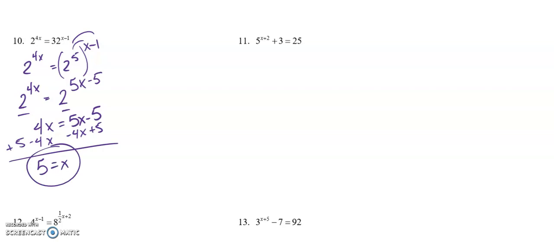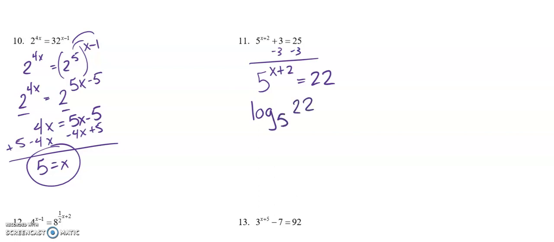All right, how about number 11? First thing we want to do is move that 3 over. That gives us 5 to the x plus 2 equals 22. Now, this one I cannot get my bases to match, so I can't do it the old way. So I have to do it the new way of rewriting it as a log. Log base 5 of 22 equal to the exponent. Remember, log base 5 of 22 is just some number. It's going to give you a decimal.